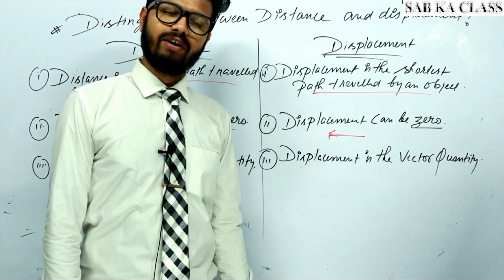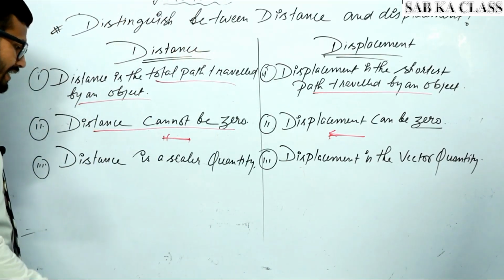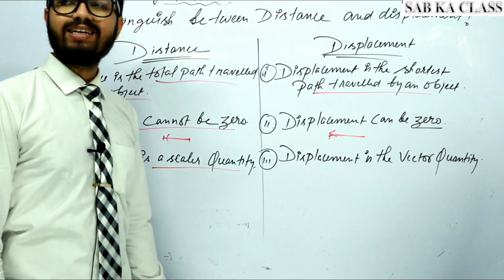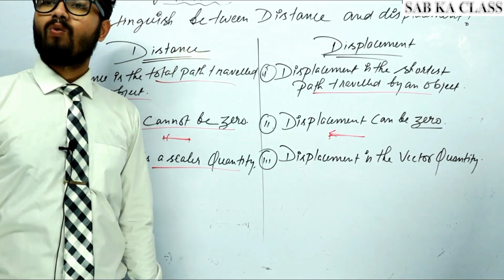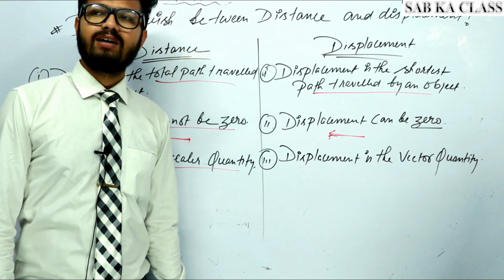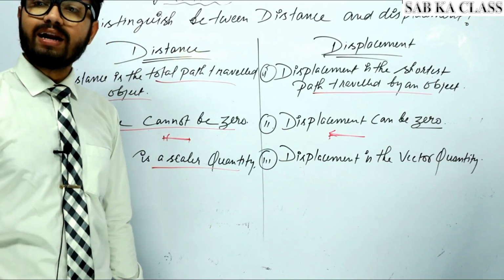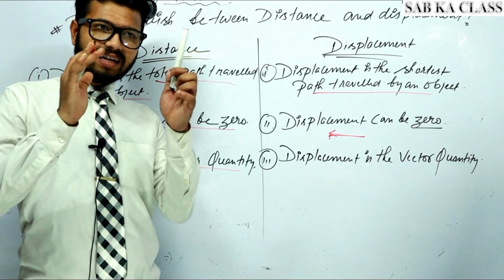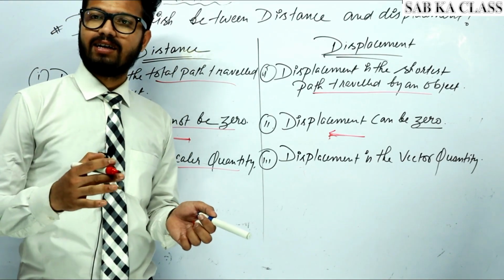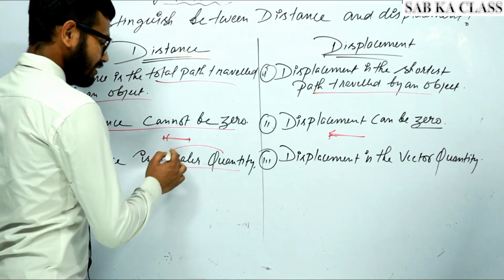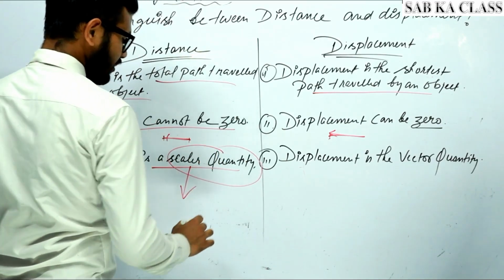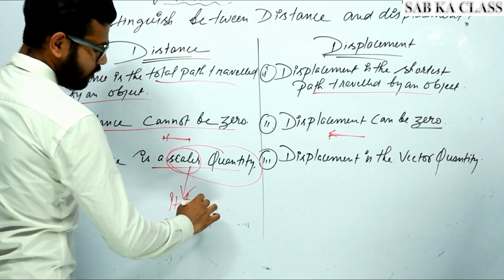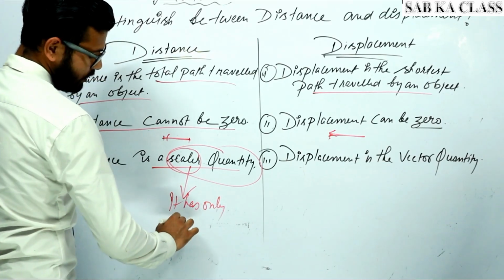Clear, my dear? Fantastic. Now the next question: displacement is a vector quantity, so a major question may arise. What is a scalar quantity? Scalar quantity means the quantity which has only magnitude. Magnitude means only the number but no direction. Scalar means it has only magnitude.